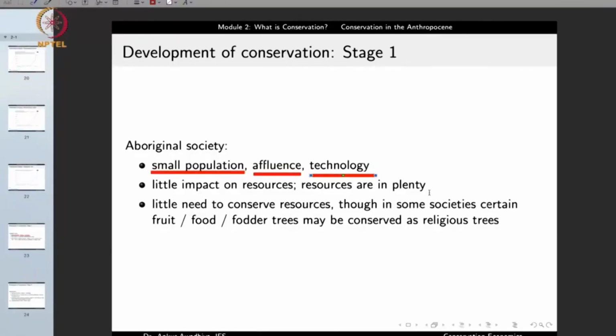So in those days, even if there were some people who wanted to have more and more resources, the technology was not present to enable them to extract these resources from the environment. So the P was less, A was less, and T was less. And so there was little impact on resources, and the resources were in plenty. There was hardly any need to conserve the resources. Though in certain societies, certain fruit or food or fodder trees may have been conserved as religious trees.